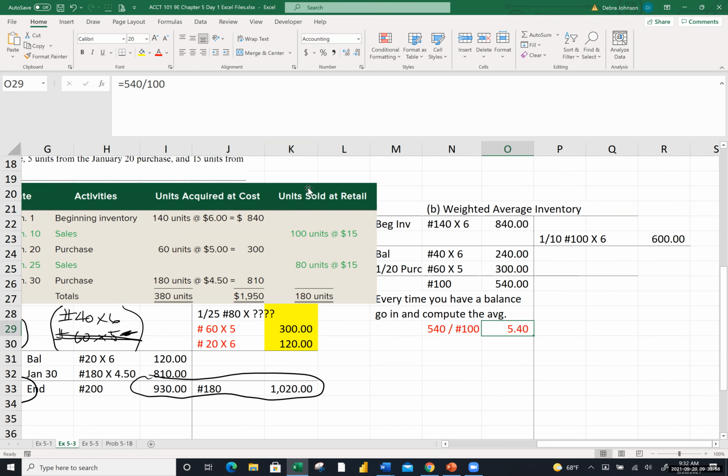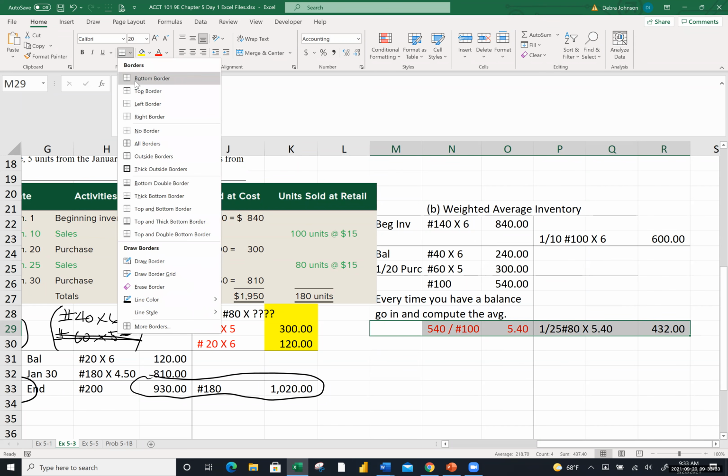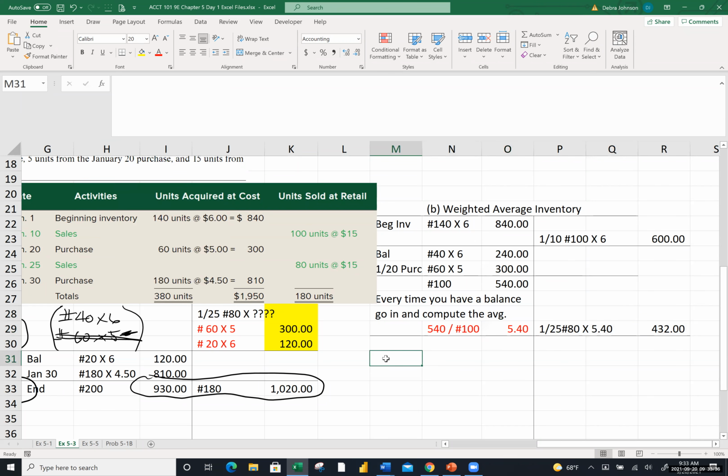It takes out the erratic highs and lows. And so what's going to happen on the next transaction where I sell those 80 units, they're going to come out at 540. Okay, so 125. We have 80 units coming out at 540. 80 at 540 would be 432. I'm going to do my balance again, but let me stop. See if you guys have any questions.